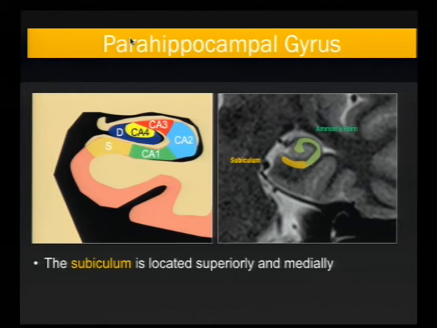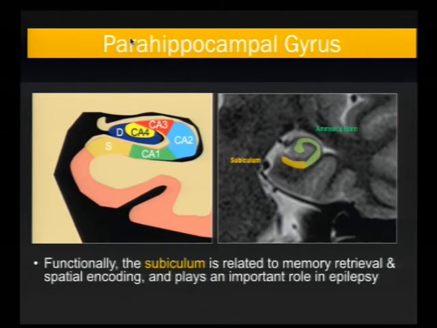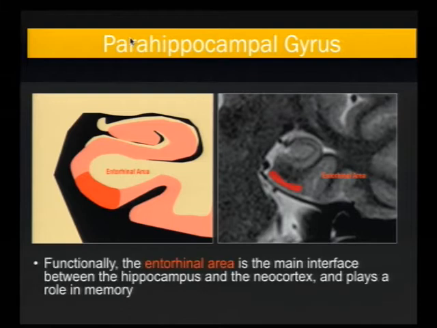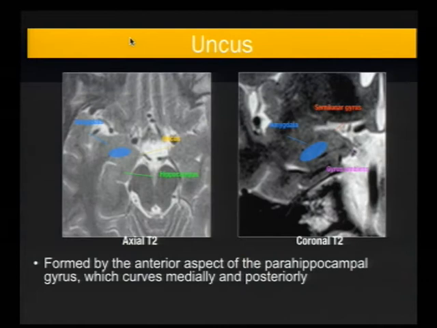Then there are two important structures in the parahippocampal gyrus. One is the subiculum, which is continuous with the CA1 region of the hippocampus, and the second is the entorhinal cortex, which is over the medial surface. Sometimes in mesial temporal sclerosis, only the entorhinal cortex will show increased signal intensity, so we should always look at the signal intensity in this region also. The entorhinal cortex is the main interface between the hippocampus and neocortical structures.